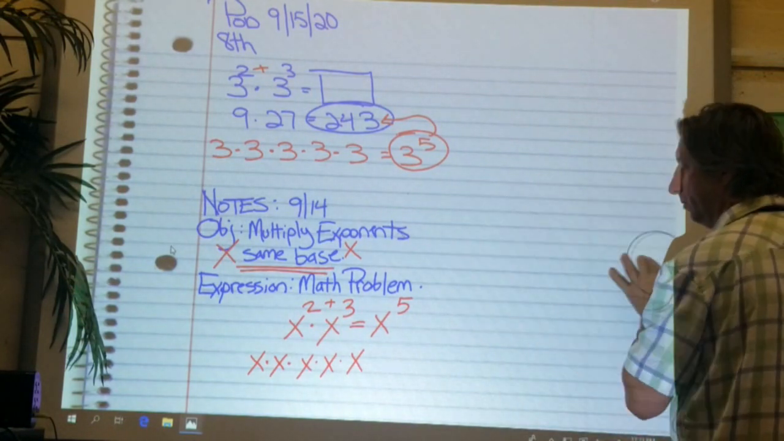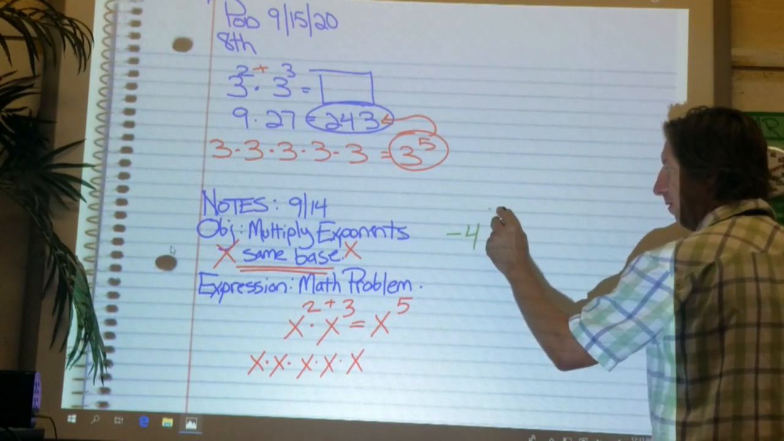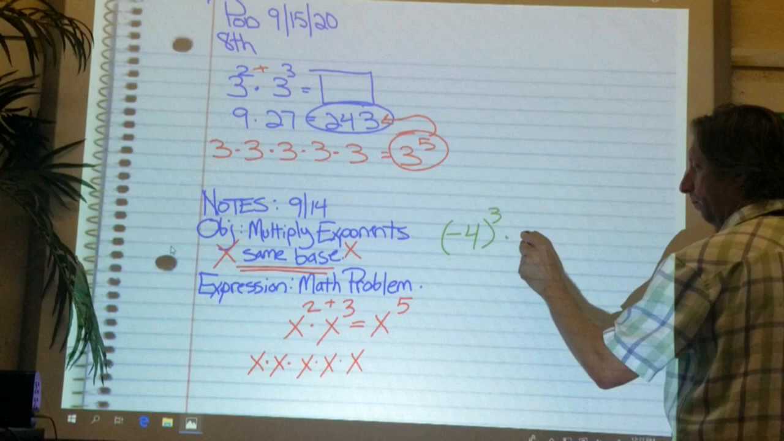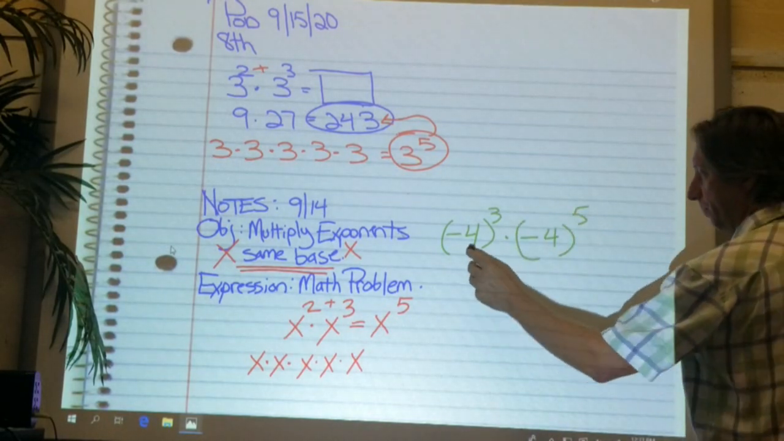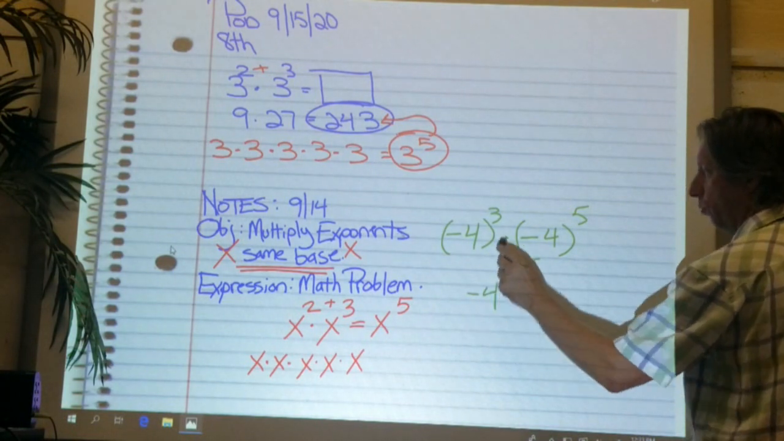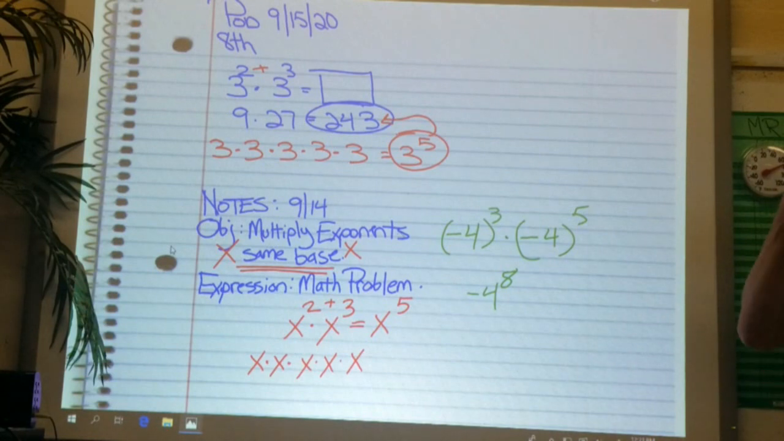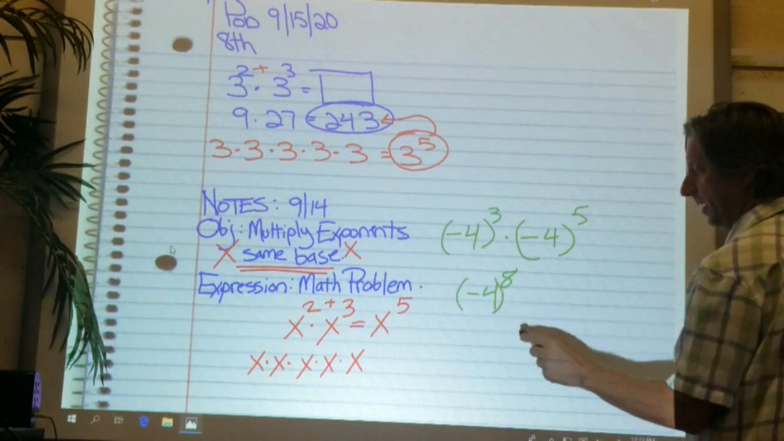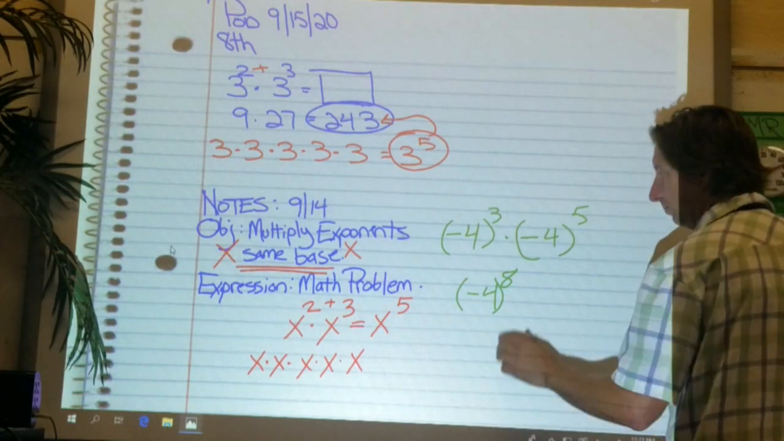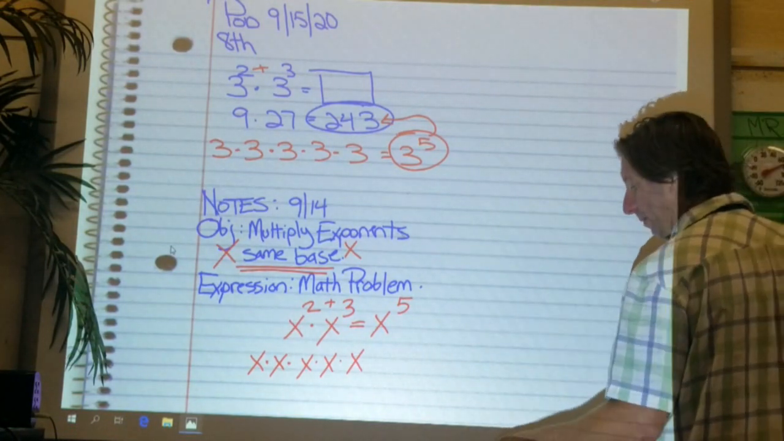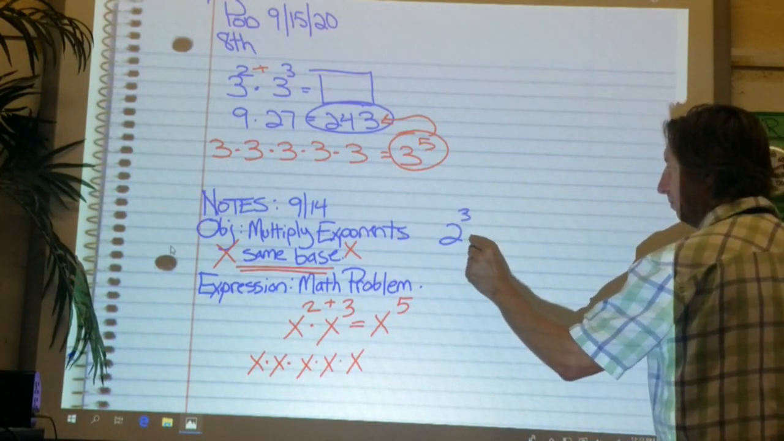All right, let's look at 1 or 2 more with some numbers in them, not just variables. So this also works with negatives. The answer would just be the bases are the same, right? Negative 4, 3 plus 5 is 8. Pretty simple stuff. You want to put parentheses there because of the negative. Very simple. And they can become more complicated, but nothing too hard. Still just adding numbers.